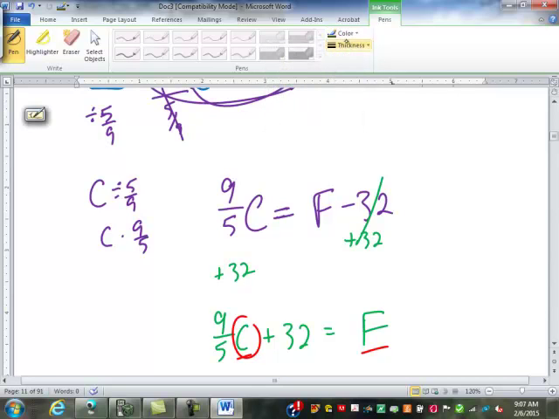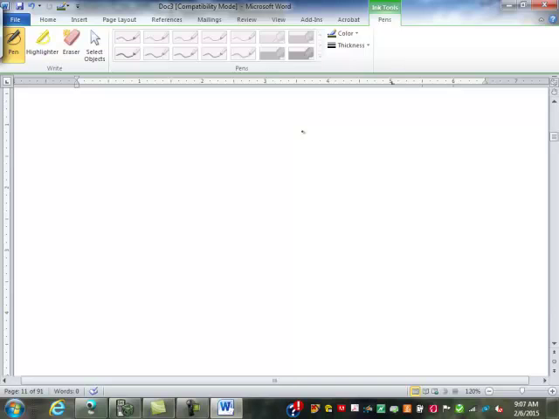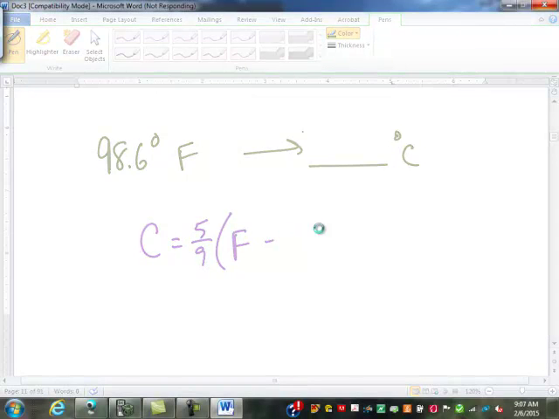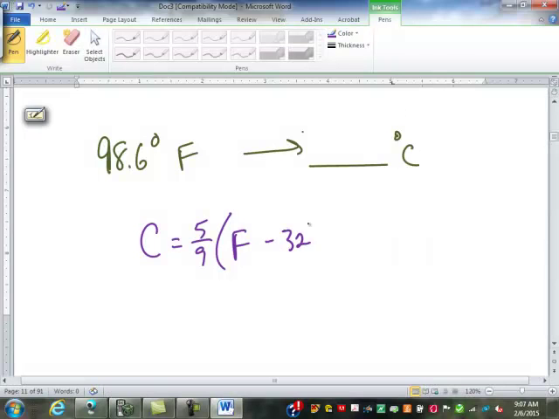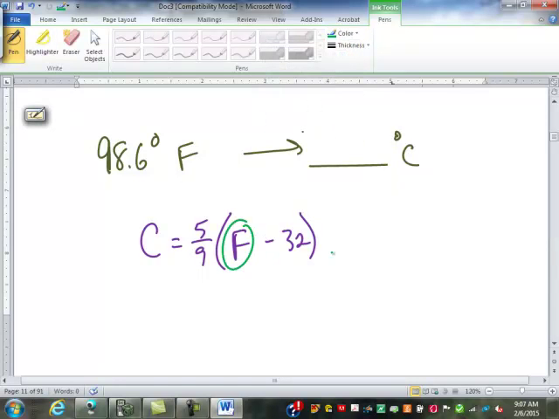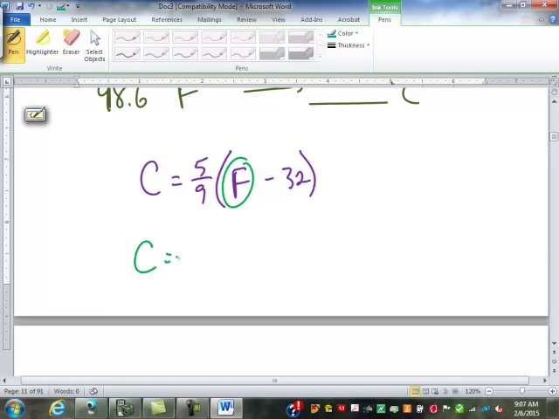If I actually have a temperature, let's start out with human body temperature of 98.6 degrees Fahrenheit. If I want to convert that into degrees Celsius, I have to use that first formula I had. So the Celsius is equal to 5/9 times F minus 32. Where does 98.6 go? That goes in there for F. That is the temperature in degrees Fahrenheit. So C equals 5/9, 98.6 goes in for F.